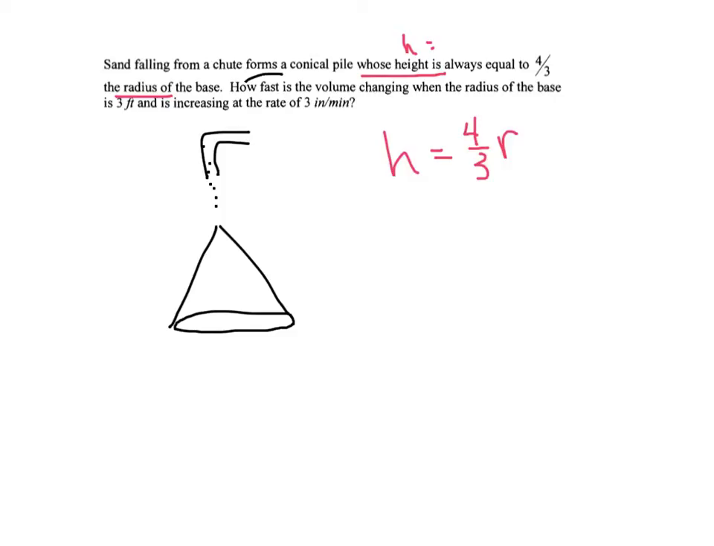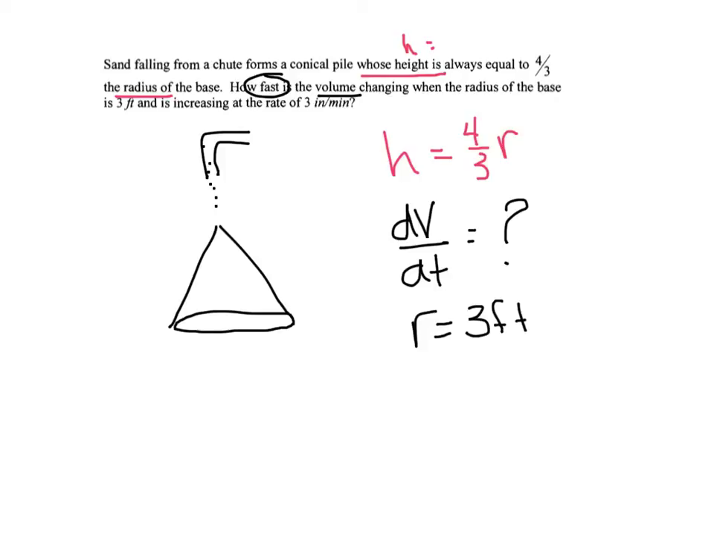How fast, so they're asking for a rate, is the volume. They're asking for dv dt changing, specifically when the radius is 3 feet and is increasing, so the radius is increasing, that is dr dt, at a rate of 3 inches per minute. Okay, so again, I'm highlighting everything I know, I'm pulling it off to the side.